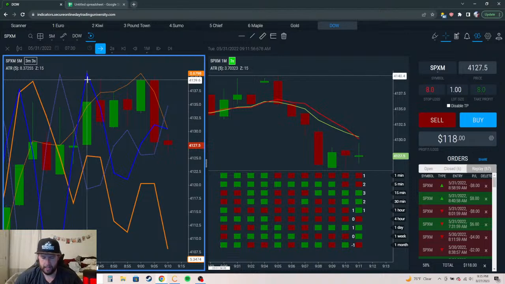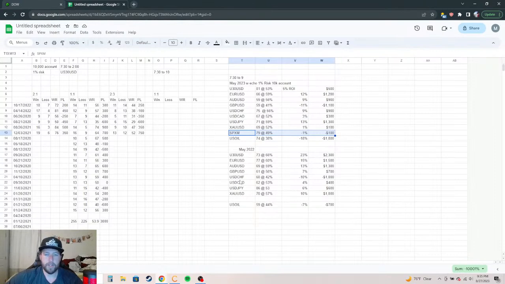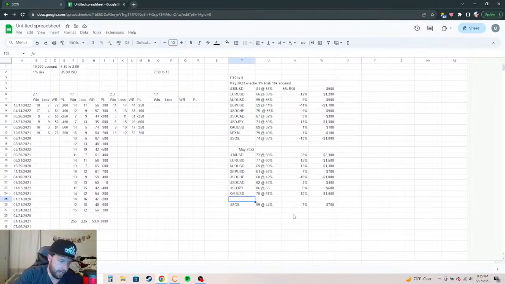67, 58. So that's 39 wins. And that is a return on investment for that month of 11%, which is phenomenal. So if I had traded the SPXM, the month of May in 2022, using this trade strategy, we would have had an 11% return.